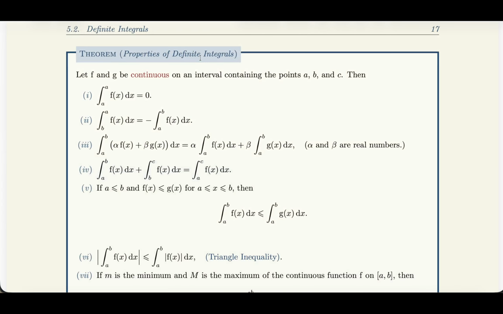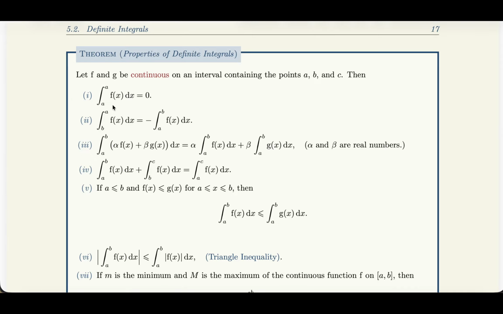This means that we learned about Riemann sums, upper sums, lower sums, and then we learned about the notion of integrability. And this in principle should come immediately after that. So, for example, it is very important to know all of them. Let f and g be continuous on an interval containing the points a, b, and c. Then, for example, the integral from a to a of f of x dx is 0.